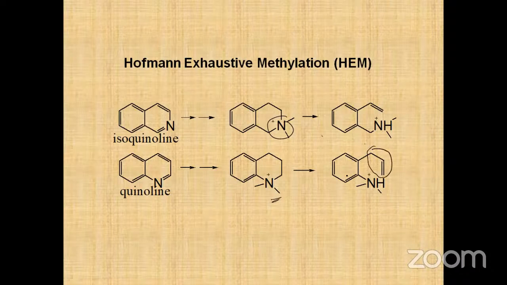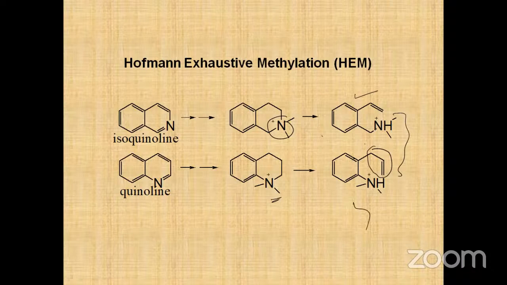Ortho-allyl, N,N-dimethyl aniline derivative is generated. Okay, this Hofmann method clearly differentiates quinoline and isoquinoline. If it is isoquinoline, it gives this kind of product. If it is a quinoline, it gives the aniline product.